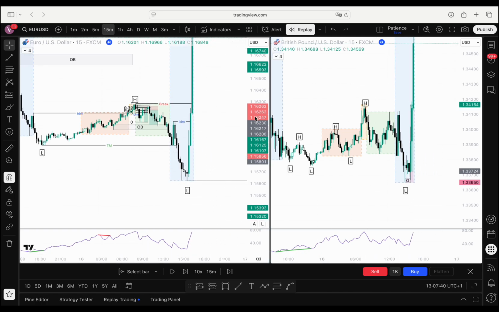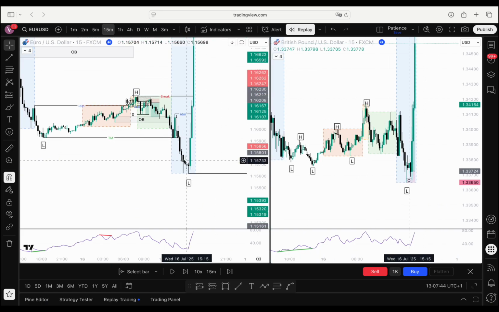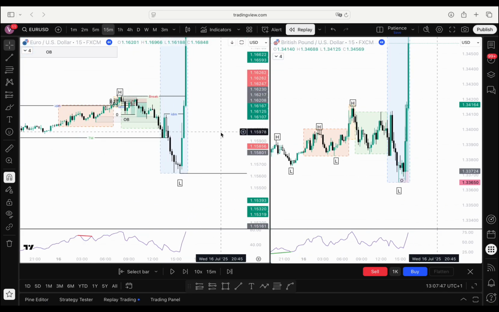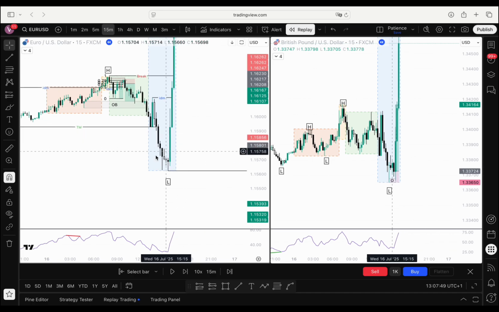I was also monitoring the XY at that time, but for this analysis at the moment, it's not really useful, as it just mimics the price action of EURUSD. So what has actually happened? At that time, we got SMT between EURUSD and GBPUSD.